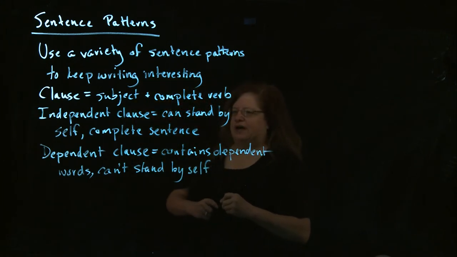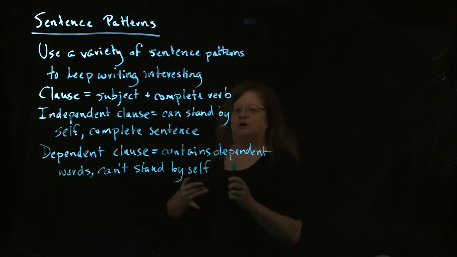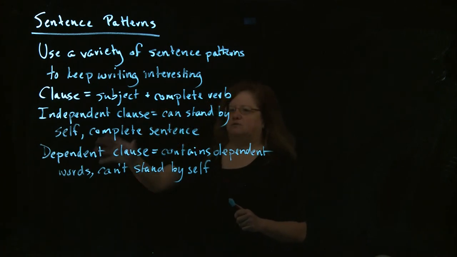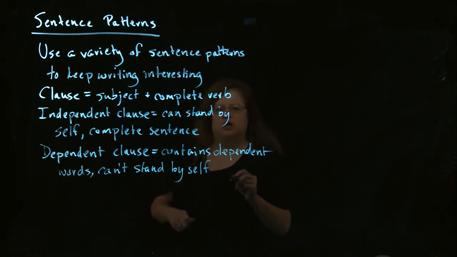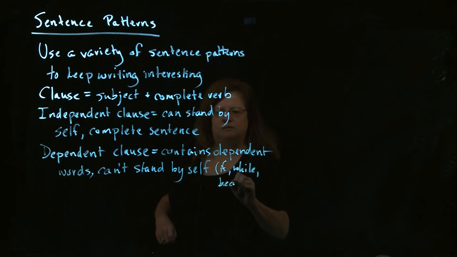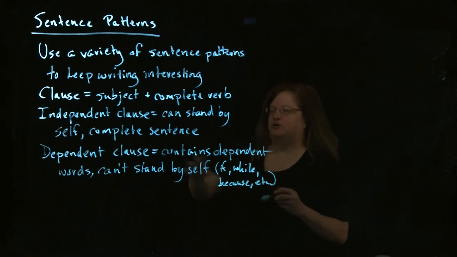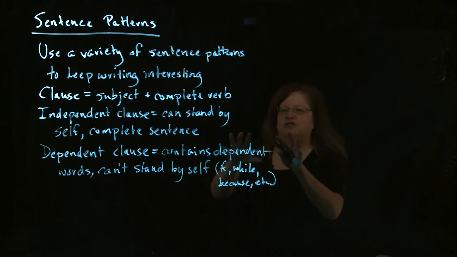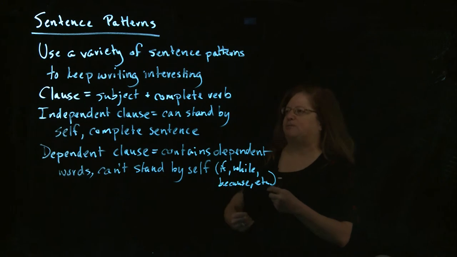So when we're looking at that, dependent words, there are two categories of them. The technical terms are relative pronouns and subordinate conjunctions, but you don't need to memorize the term. Dependent words are things like if or while or because or those sorts of things. If you have one of those words in your clause, that clause can't stand by itself. These words basically say this clause is not strong enough to stand by itself. It has to be connected to something else.